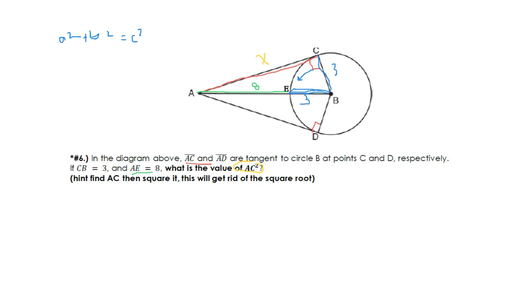So basically, right now, I have a triangle. I have AC, which I'm trying to find. That's my x. I have my radius, that's 3. And then I have 8 and 3 more. That is a bad right triangle. I'm going to draw it again.